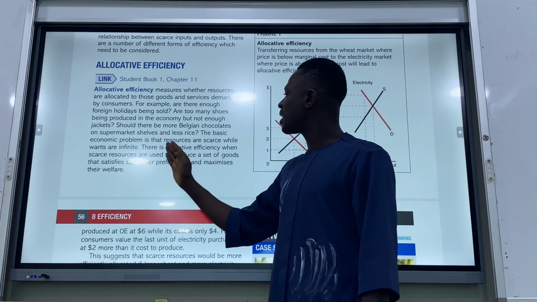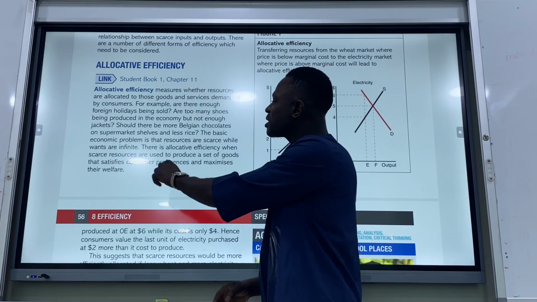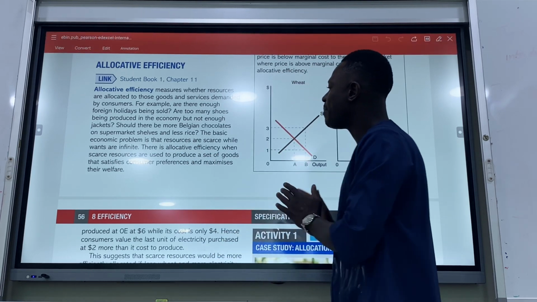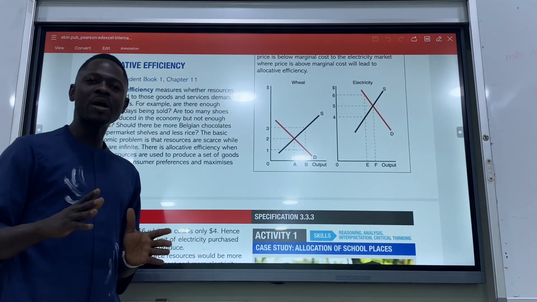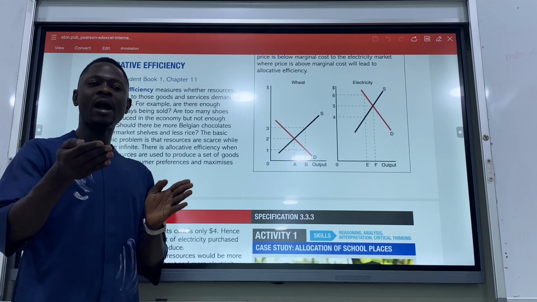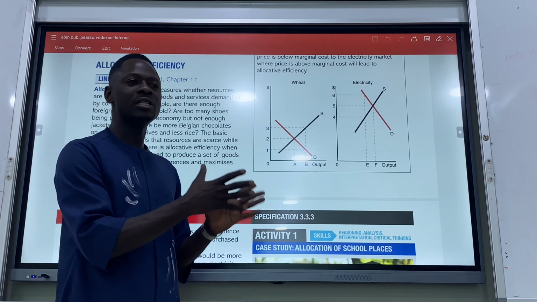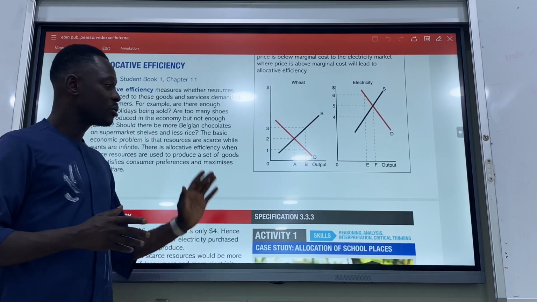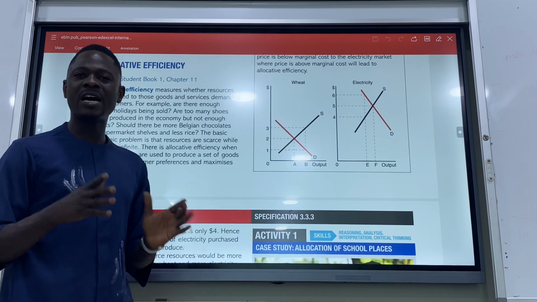The basic economic problem is that resources are scarce, while wants are infinite. There is allocative efficiency when the scarce resources are used to produce a set of goods that satisfy consumer preferences and maximize their welfare. So allocative efficiency is simply about how consumers are able to maximize their welfare. To maximize their welfare, firms have channeled the production of goods to the demand of consumers. So that is when there's allocative efficiency. Allocative efficiency will occur if consumers are able to maximize their welfare.